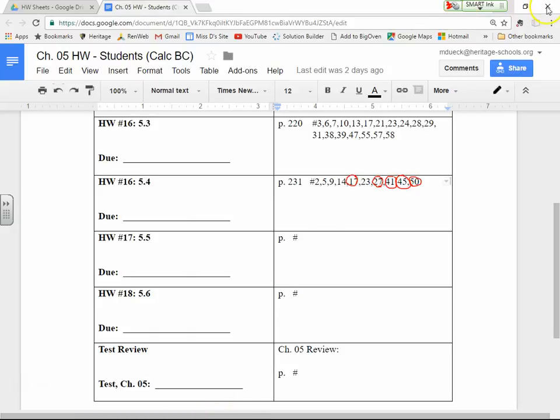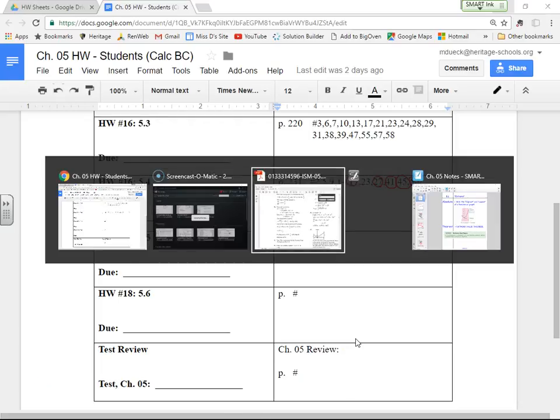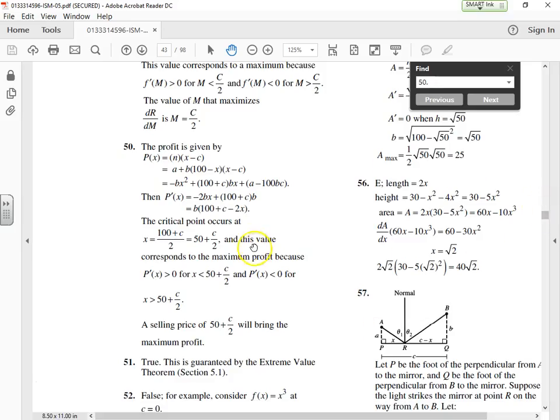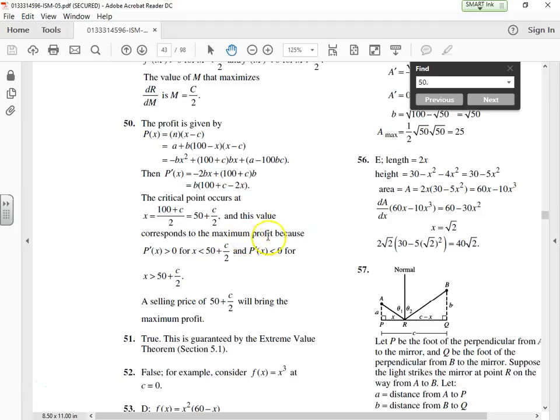And now my computer is frozen. You know what that's like. So hold on. If you need to check number 50, you can go ahead and pause it right now. There's number 50.